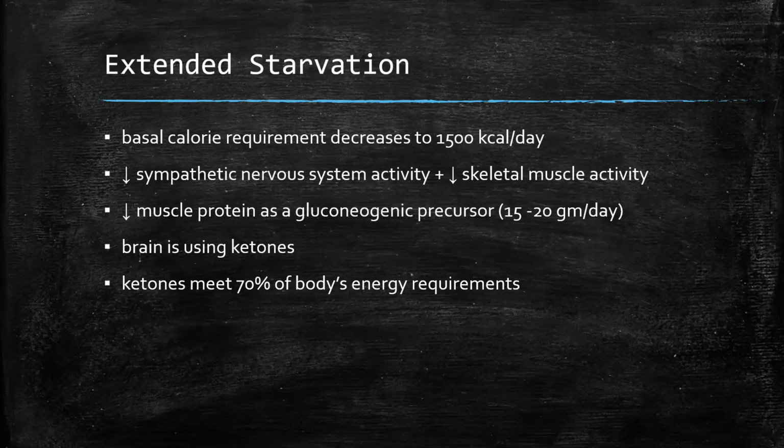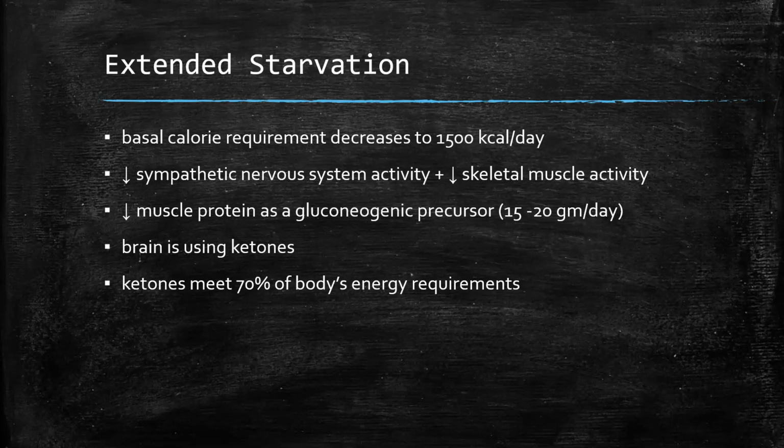Well, let's say you decided to increase your fast. You were so thrilled with the results of your 2-day fast, you decide to carry it on for another week. So what's going to happen here? Well, the first thing that happens is the body's able to downregulate its basal metabolic rate, and it's able to drop it from that 2,000 calories a day to about 1,500 a day. This is because sympathetic nervous system activity is decreased, and also skeletal muscle activity is decreased.